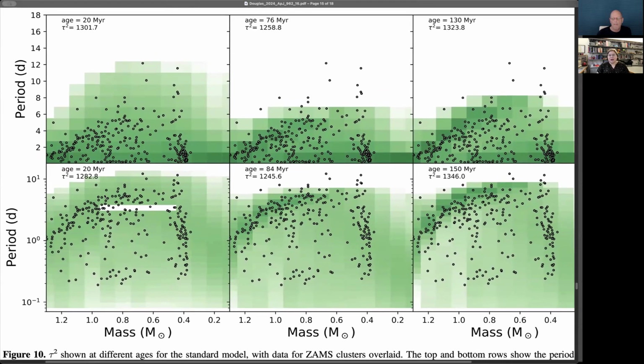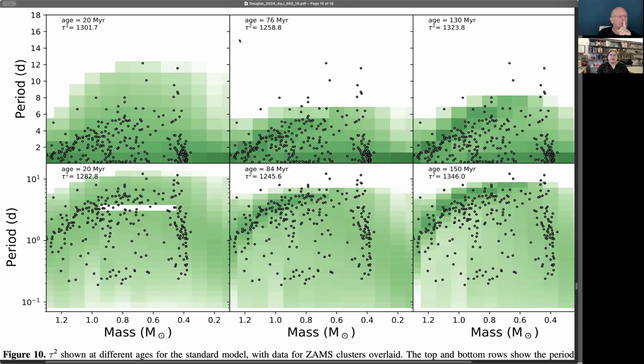Now the black points here are the data from our 25 to 55 million year test sample at the ZAMS. So it's the same data in every plot. The top row is a linear period distribution. The bottom row is a log period distribution. And we've binned the models differently for each of these fits. And this is where you can see the effect of this tau squared fitting method that we're using.